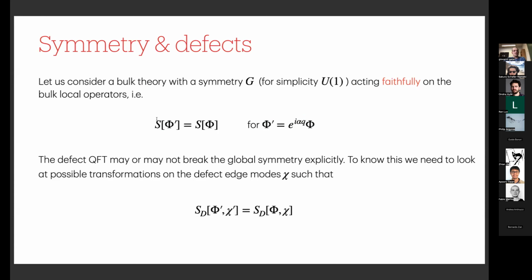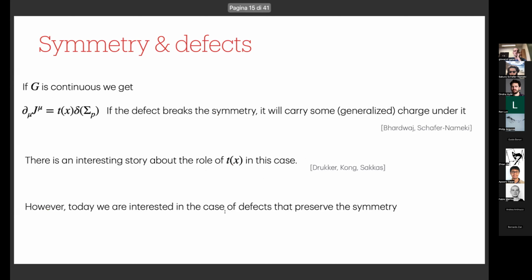Okay, now we insert the defect in our problem. We modify the action, and then this defect quantum field theory may or may not break the global symmetry explicitly. And how can we detect this breaking? Well, if we have an action, we just have to find if there is some transformation on the edge modes which leaves the defect action invariant. So what does it mean in terms of currents and correlation functions? Okay, we know that in absence of the defect, if G is continuous, we get a current J^mu which is conserved.